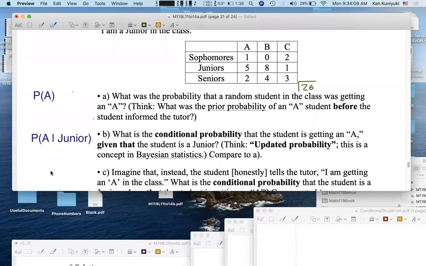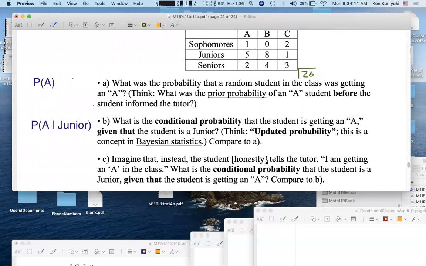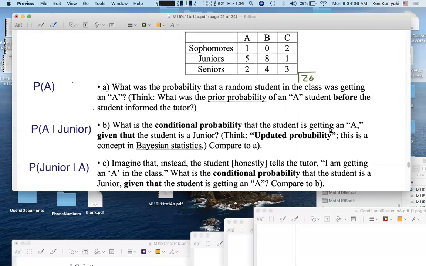C, let's say that instead the student honestly tells the tutor, I'm getting an A in the class. What then is the conditional probability that the student is a junior, given that the student is getting an A? What's the probability that the student is a junior, given that the student is getting an A? Are these going to be the same? We'll see. So take a look at this table, do whatever computations you need to make, try to answer these three questions. I'll give you 1 minute.